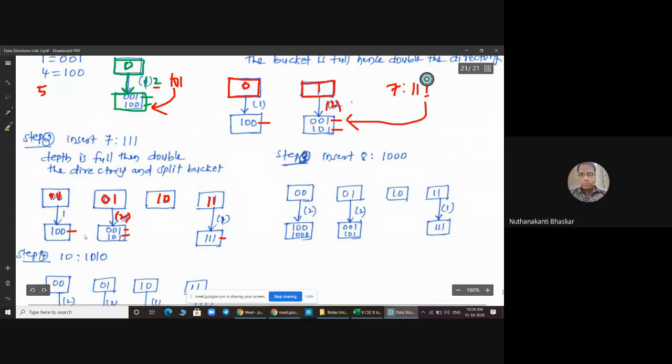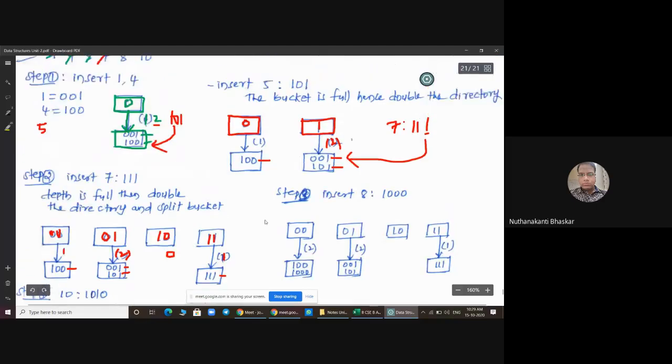Here this is your extendible hashing table. Understand? Now, 1, 0 is not having any element. That's why the level is 0 here. Here the level is 1. Here the level is 1. Understand? Now I want to insert 8.